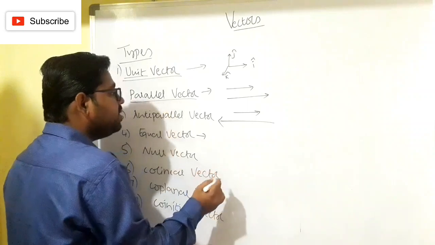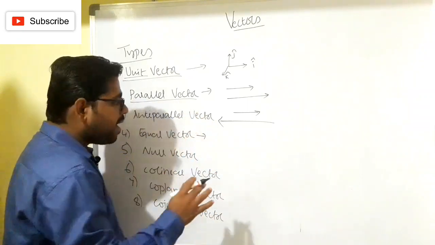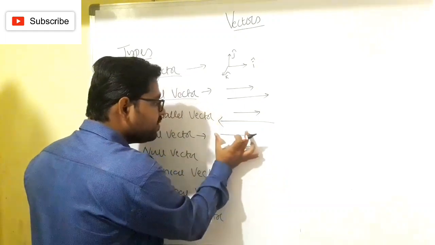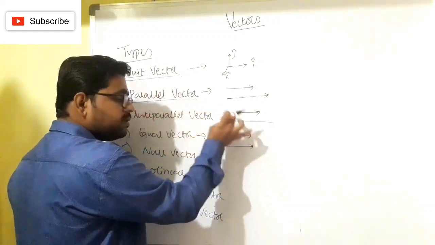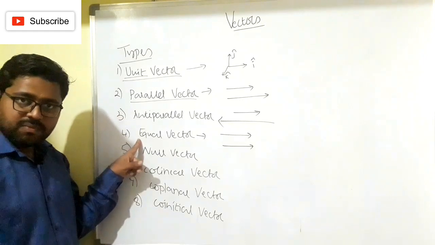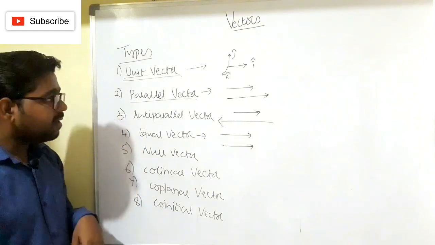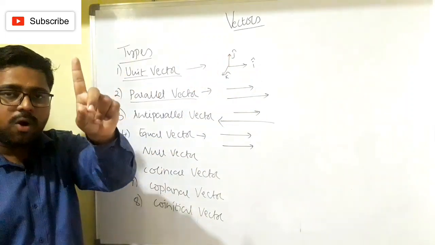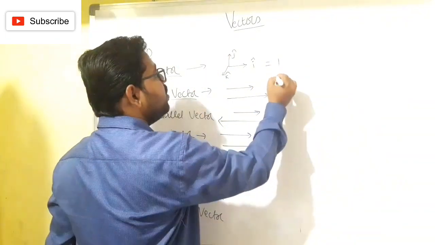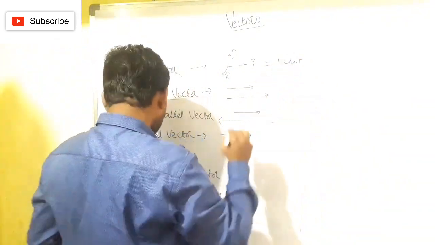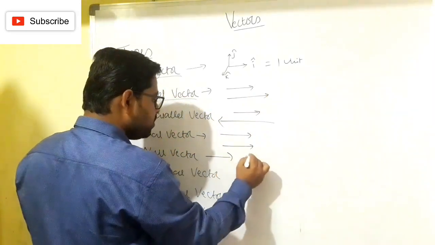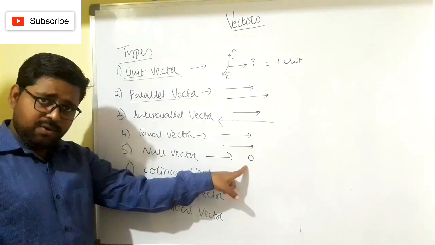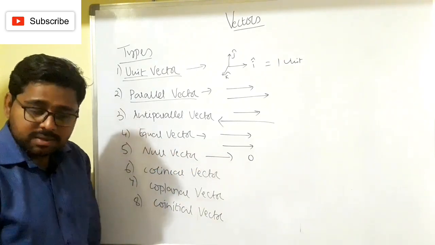And equal vector. So equal vector means it is a parallel vector only, but the magnitude has to be the same. This vector and this vector. See, the length of these two is the same and the direction is also the same. Such vectors are called equal vectors. Null vector. So in a unit vector, what happens? There is a magnitude, how much is there? 1 unit of magnitude is there. But in a null vector, the magnitude is 0. So vectors in which magnitude is 0 are called null vectors.